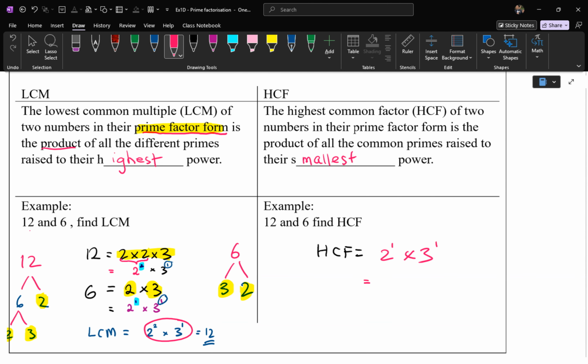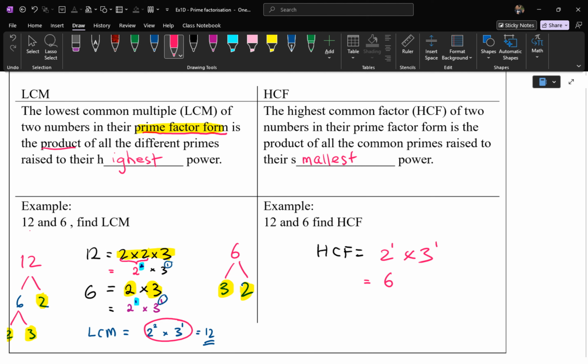So what's your highest common factor? 2 to the power of 1 times 3 to the power of 1 is 6. So if you had to work out the highest common factor of 12 and 6, the answer is 6. What's the lowest common multiple of 12 and 6? It is 12. Okay, so this technique may feel very uncomfortable.